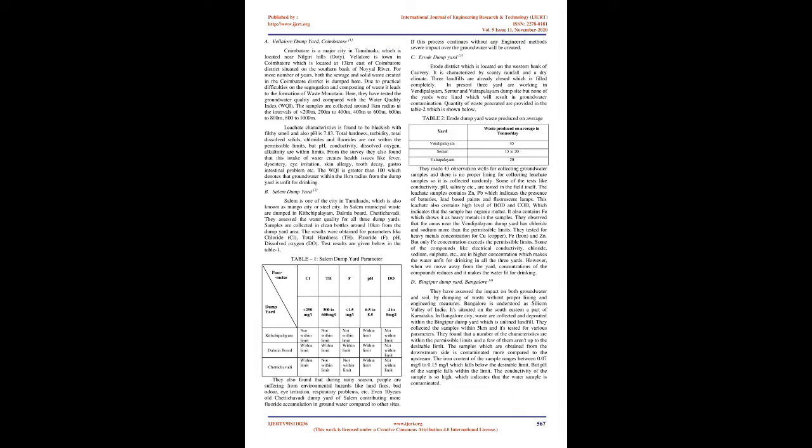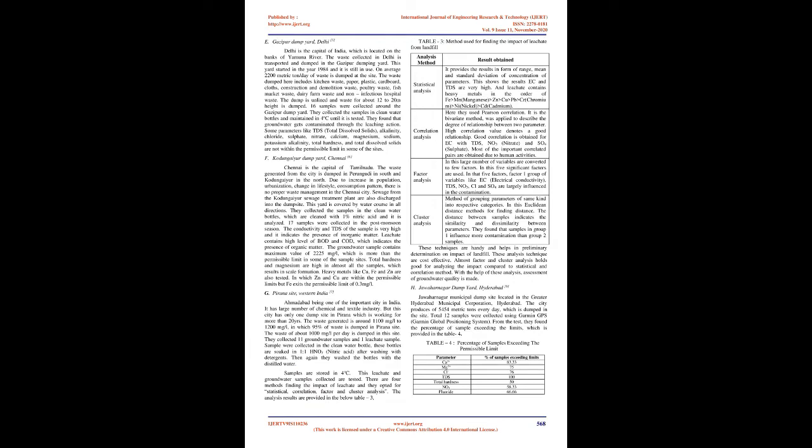They collected the samples within 5 kilometers and tested them for various parameters. They found that a number of the characteristics are within the permissible limits and a few of them aren't up to the desirable limit. The samples obtained from the downstream side are contaminated more compared to the upstream. The iron content of the sample ranges between 0.07 mg/L and 0.15 mg/L, which falls below the desirable limit. But pH of the sample falls within the limit. The conductivity of the sample is so high, which indicates that the water sample is contaminated.